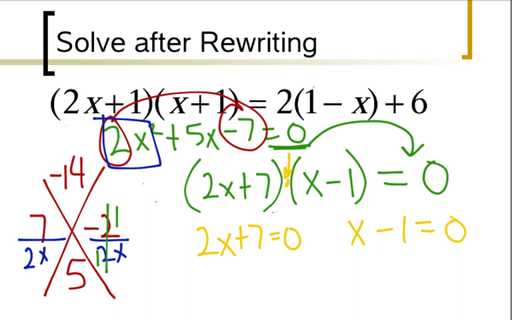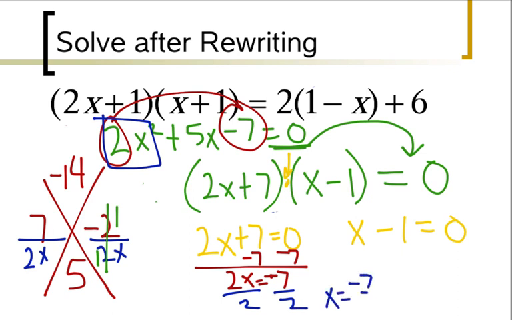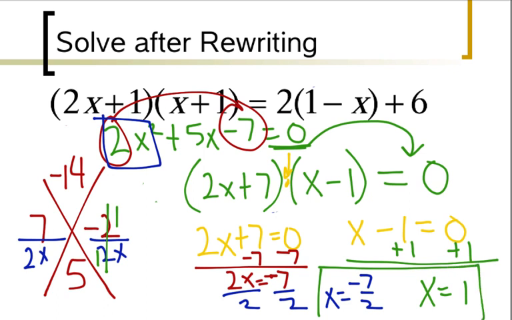And then you solve each individual one by subtracting the 7. That gives me 2x equals negative 7. And I divide by 2. And that's going to give me x equals negative 7 over 2. And on the right hand side, all I have to do is add the 1, and I get x equals 1. So my two solutions, I got negative 7 over 2 and positive 1, solving using the magic x and then the zero product property.